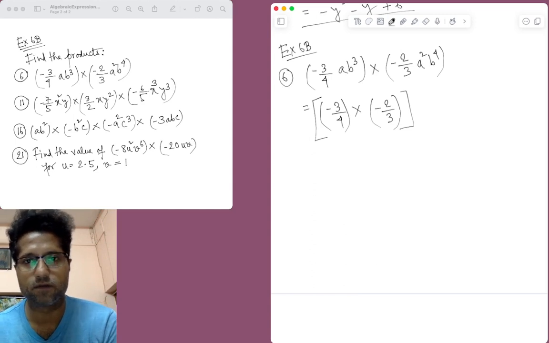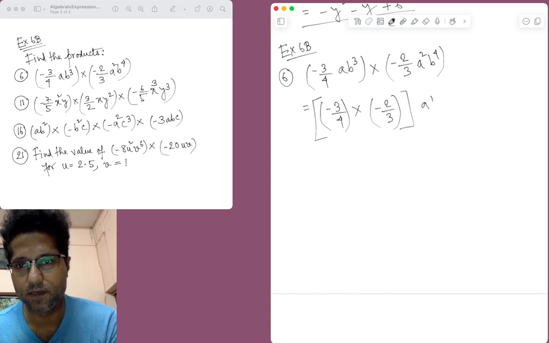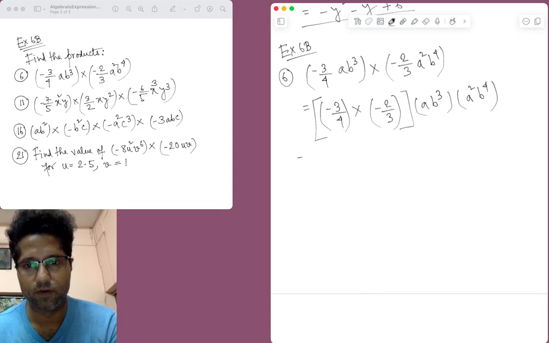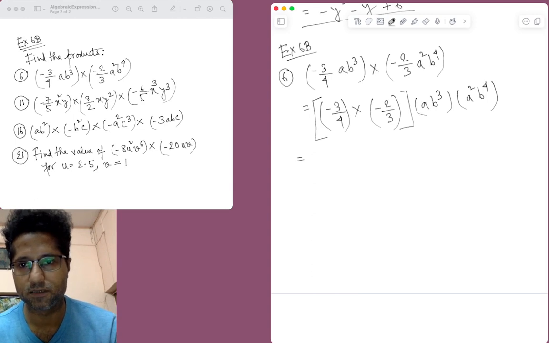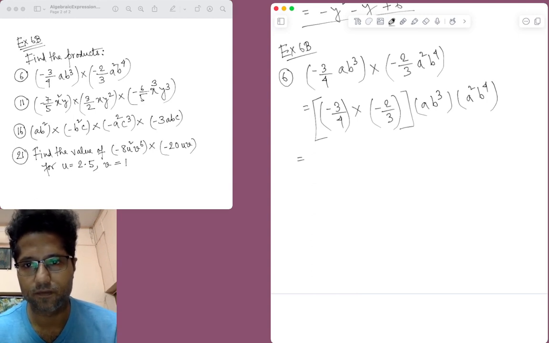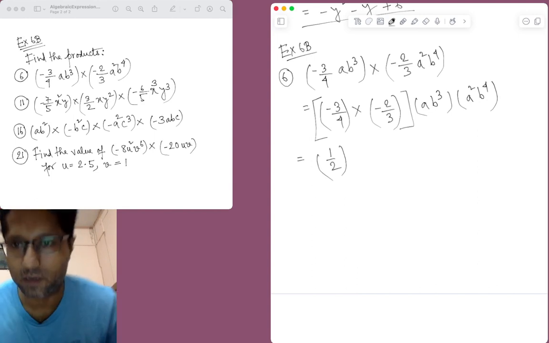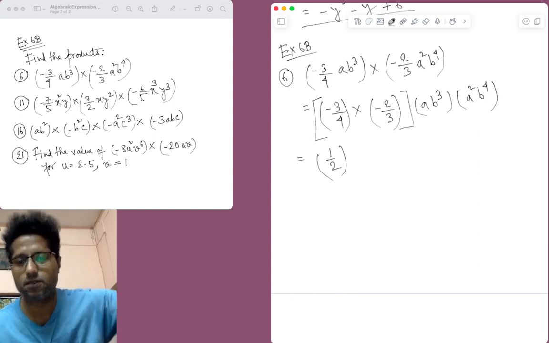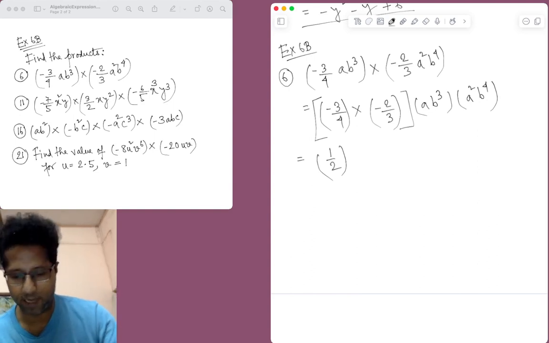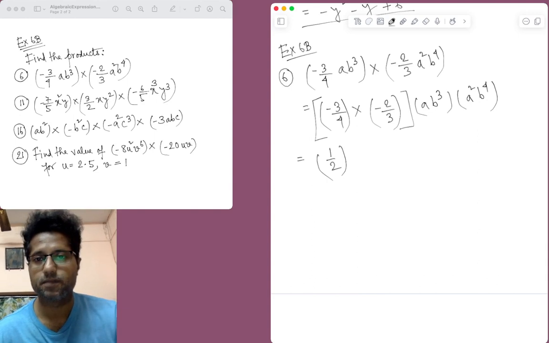The literal coefficient of the first term is a b cube, and the literal coefficient of the second term is a square b to the power 4. Now if you do the multiplication of the constant part, minus minus cancels, and this becomes half. Now when we do the product of the literal coefficients, we will merge together all the like terms, similar literals, as exponentials.